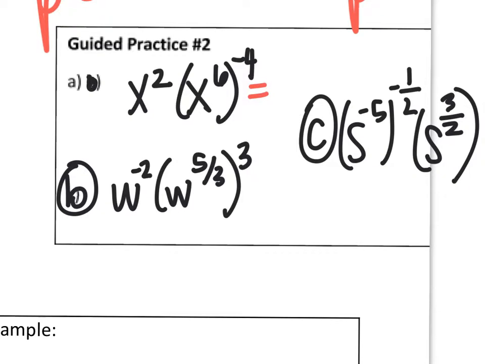Okay, A is going to be 1 over x to the 22nd power. B is going to be w to the 3rd. And C is going to be s to the 4th.